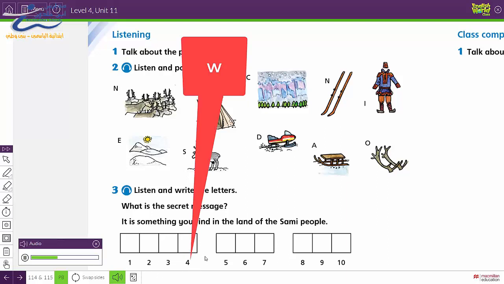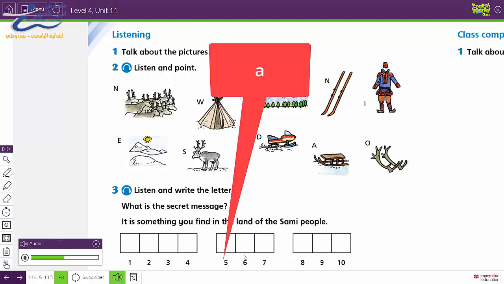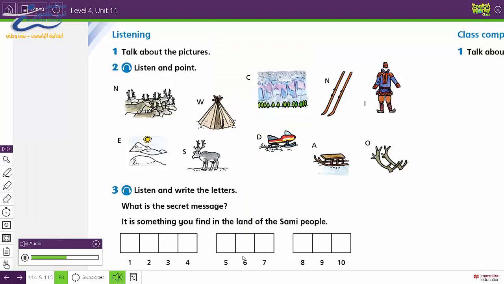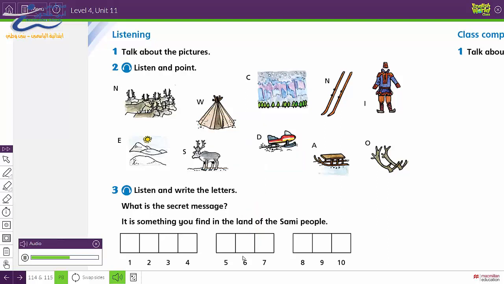Number 5. This is a good way to travel on ice and snow. The Sami put their tents on these and people can sit on them. Reindeer pull them. Number 6. This is another way to travel. You put these skis on your feet and slide over the snow. Number 7. This is much faster than skis or a sledge. One or two people can ride on them.